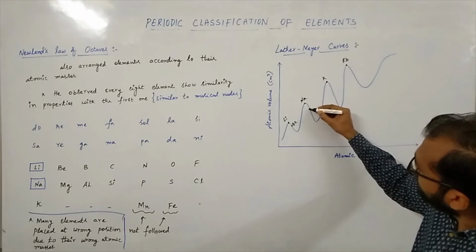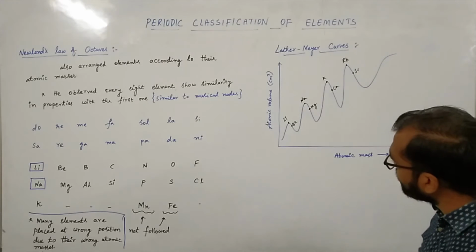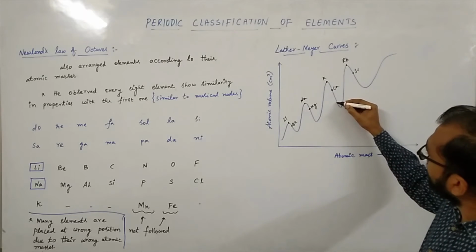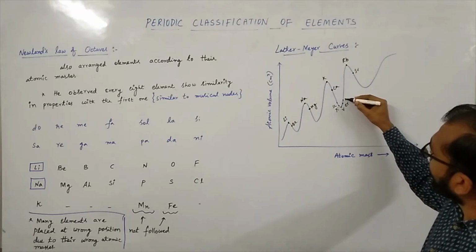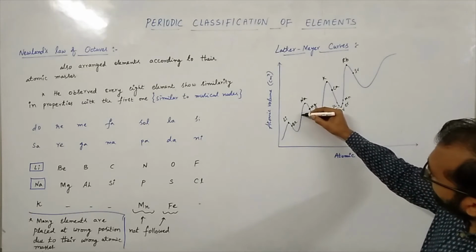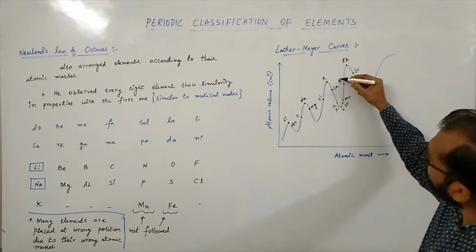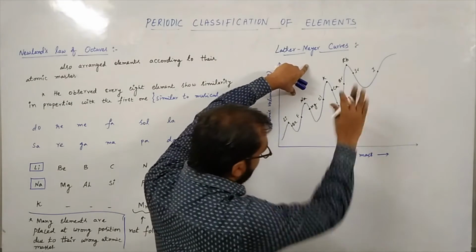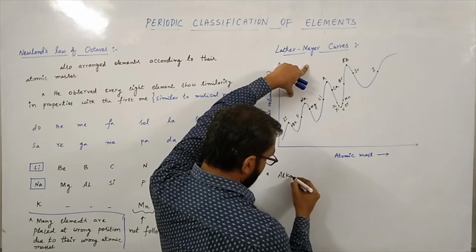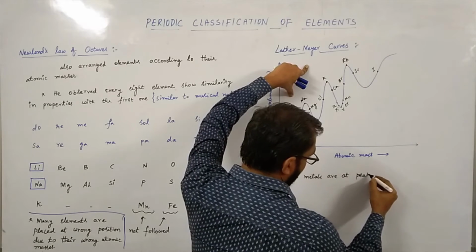Beryllium, magnesium, calcium, strontium, scandium, titanium, vanadium, chromium, manganese and so on. Fluorine, chlorine, bromine, iodine and so on. Right? He placed all the elements, but I am projecting only a few elements. So what we observe in this table is alkali metals are at peaks of the curve.